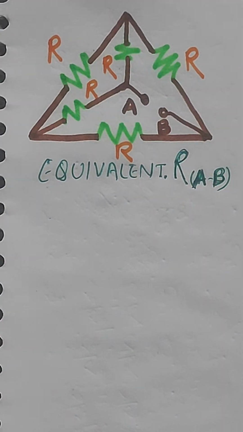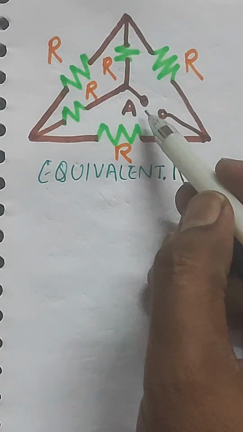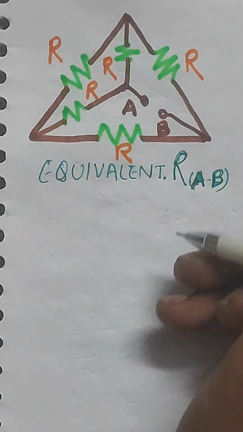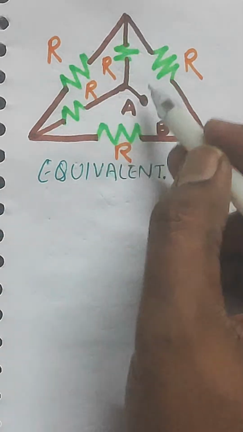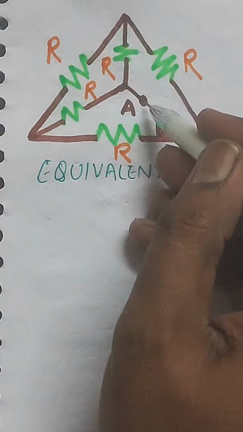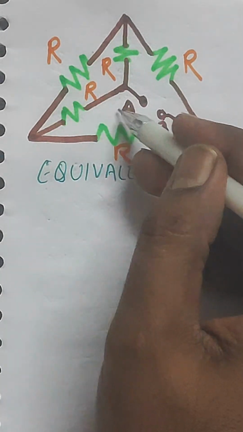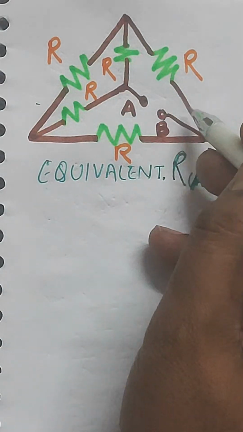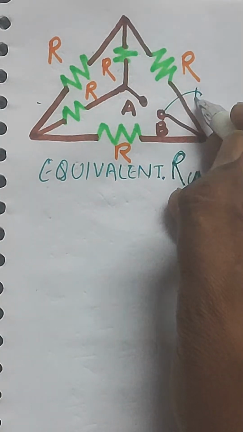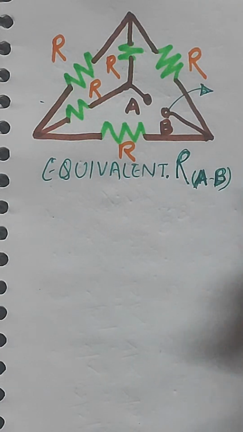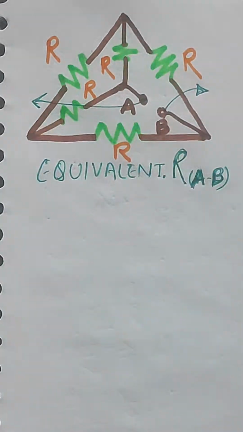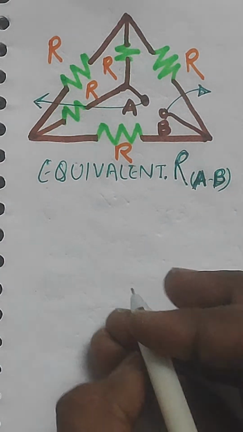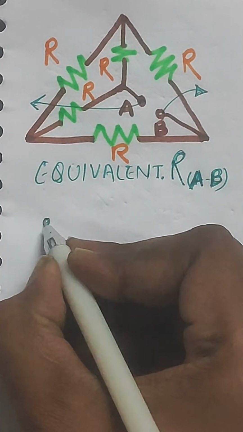So to solve such questions, just do one thing. A and B are lying in the center of the network, the center of the electrical circuit. So just pull this outside here: A to the left and B to the right, like this. Pull B to the right and A to the left. Then the circuit will look like this.